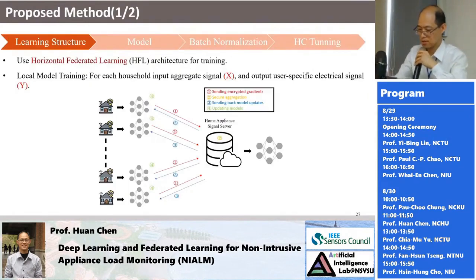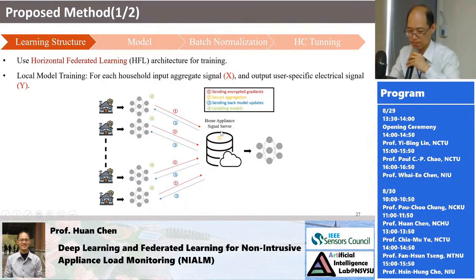This is the structure of our horizontal federated learning. As you can see, everybody has one household, a second household, and there are many houses. They have their own data, and they don't have to transfer the data up to the center. They only have to transfer the encrypted model to the center. Then in the center, they can operate in the encrypted domain. It's very, very brilliant.